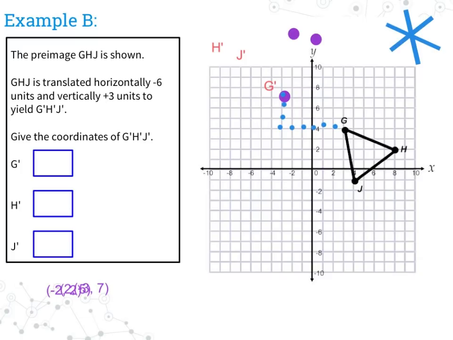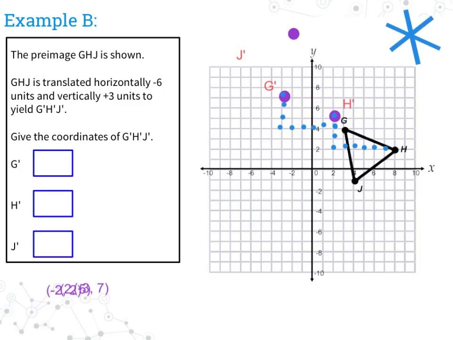Now I'm going to do the same thing with H. I'm going to again count 6. 1, 2, 3, 4, 5, 6, and vertically 3. 1, 2, 3. Again, I'm going to bring my point right down on top of where I finished counting, and I'm going to label that one H prime.